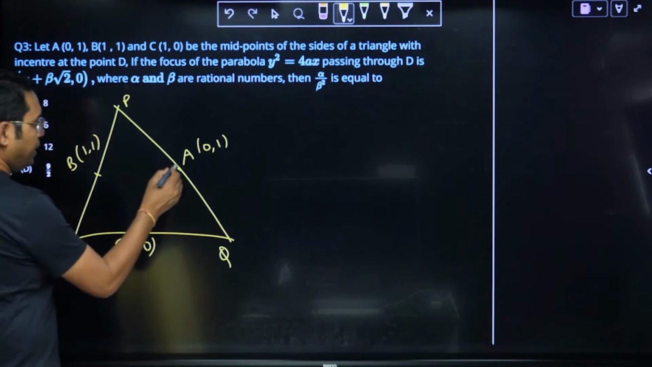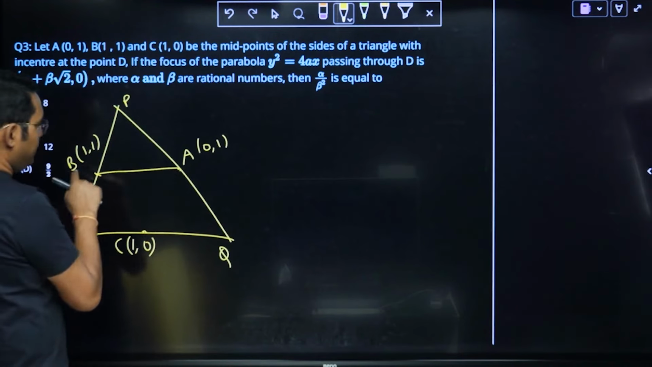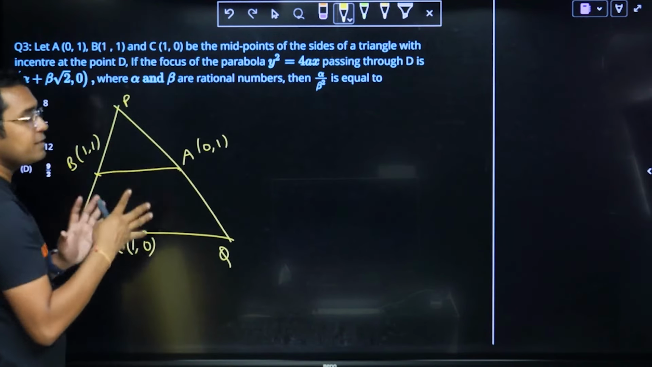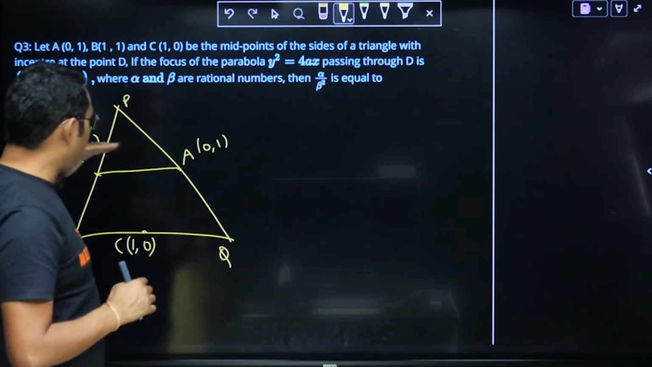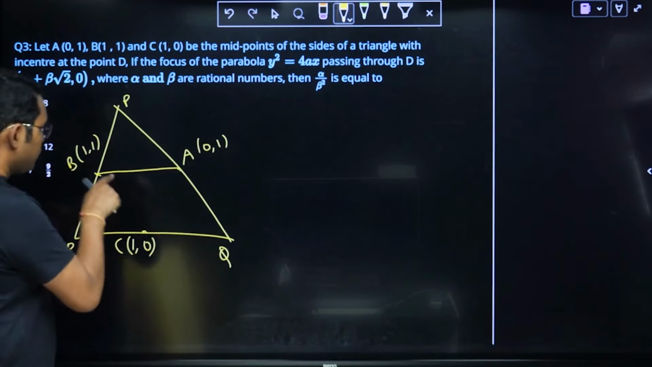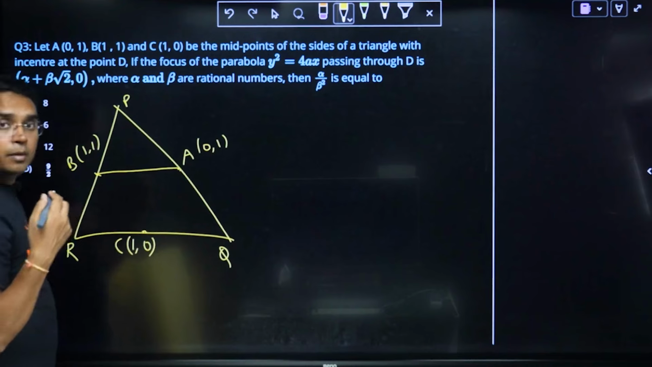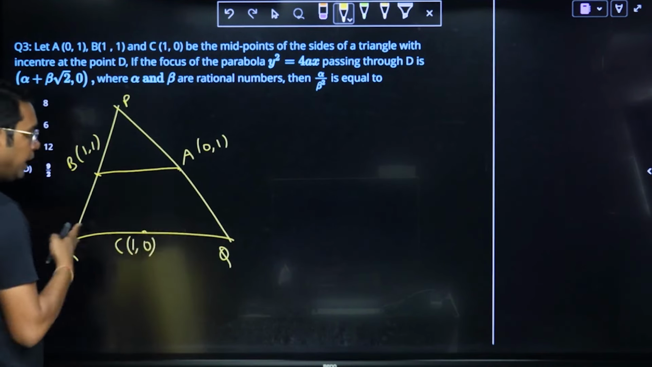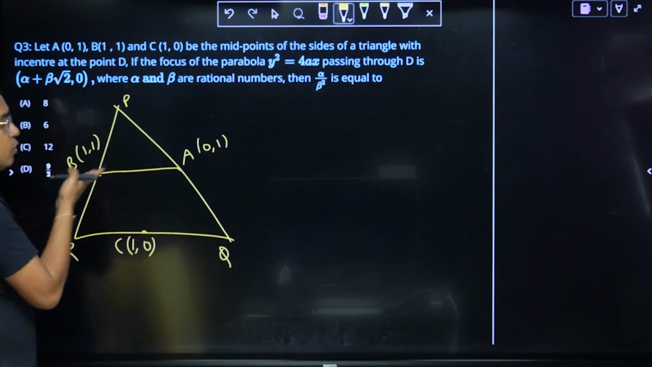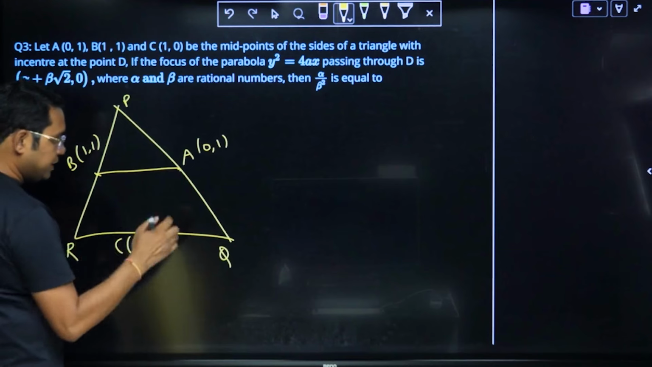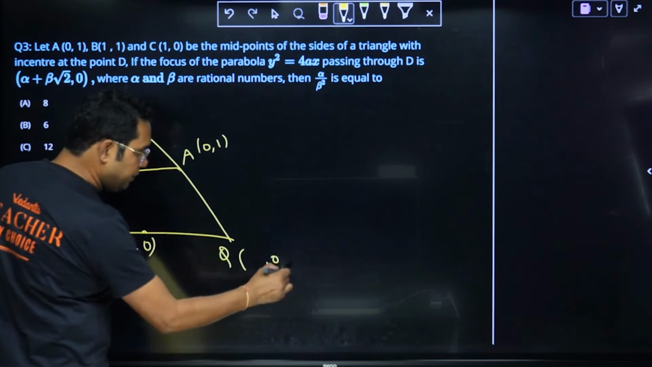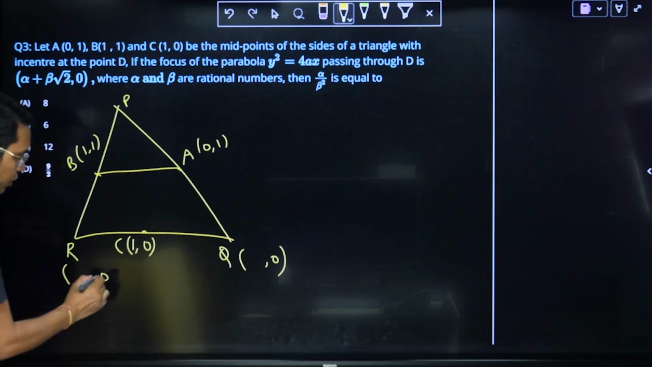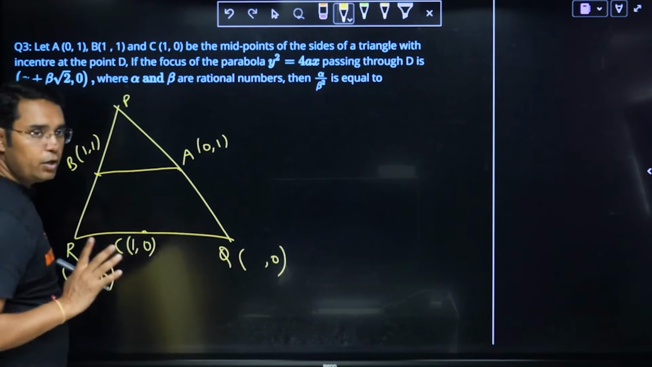Please see, A joining B is such that the y coordinates are the same. Both have 1, 1. If the y coordinates are the same, that means this line has to be parallel to the x-axis. So if this is parallel to the x-axis, from the midpoint theorem, this RQ side should also be parallel to the x-axis. So Q as well as R will both have y coordinates the same as that of C. So 0 will be the y coordinate of both R and Q.